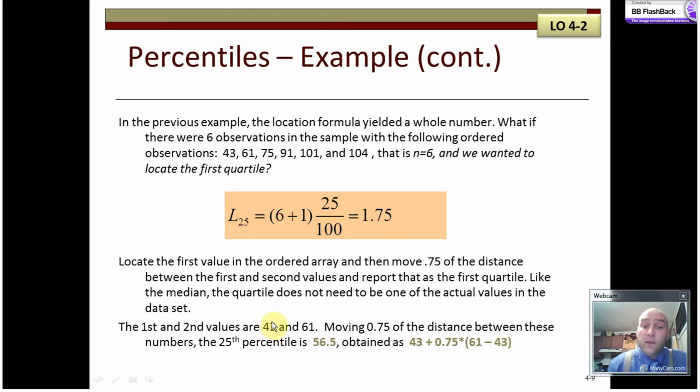So we find the first value, which is 43, and the second value, which is 61. And then we find that whole difference between 61 and 43, and we multiply 0.75 times that difference. That will take us 75% of the way between 43 and 61. We add it on to 43, and we get 56.5. In other words, 3/4 or 75% of this difference is 13.5. We add 13.5 to here, and that's the 0.75. That's how we account for the 0.75 in the percentile.